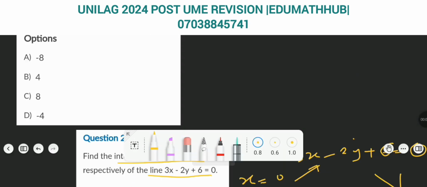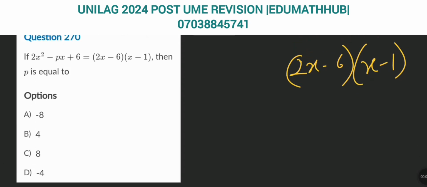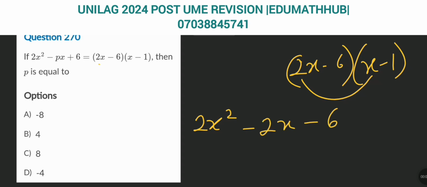Okay? So for the next question, we're told that if 2x squared minus px plus 6 is equal to 2x minus 6 into brackets, open bracket, x minus 1, then p is equal to what? So what you need to do is to expand this. When you expand it, the equation of x will give you your answer. So 2x times x will give you 2x squared. 2x times minus 1, you have minus 2x. Then you have minus 6x plus 6.